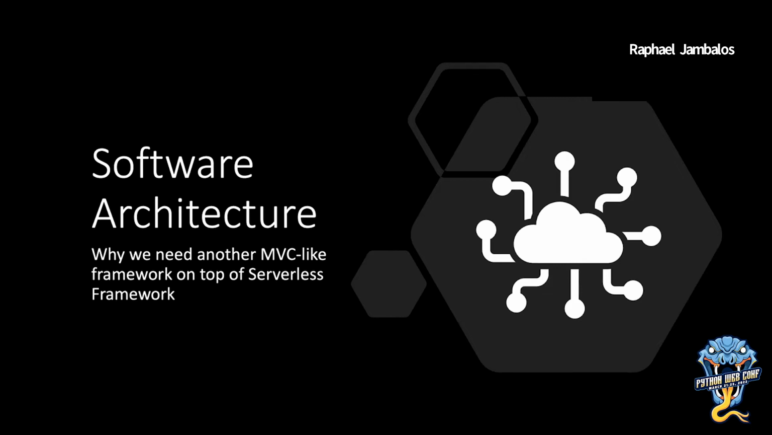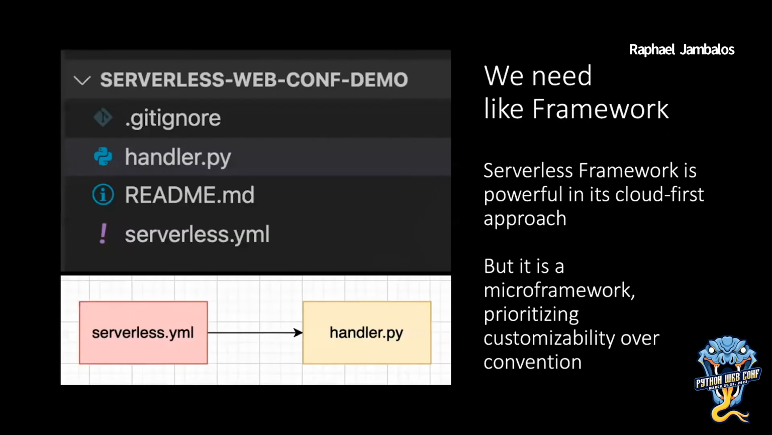All right. So now we discussed the software architecture, aka why we need another server, why we need an MVC-like framework on top of the serverless framework. The serverless framework is a powerful deployment framework. It lets you build fully fledged serverless applications with just a few lines of code. But in terms of software architecture, it's similar to Flask or Lumen, in that it is a micro framework. When you start learning the serverless framework, the only thing you need to know is you have to point your serverless.yaml to the handler function in order for your code to run. That's it.